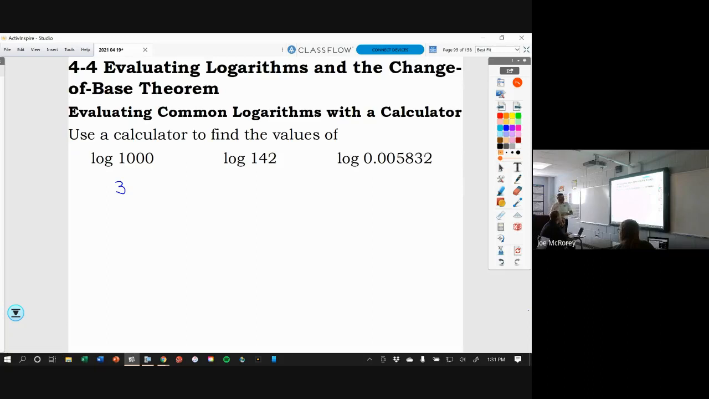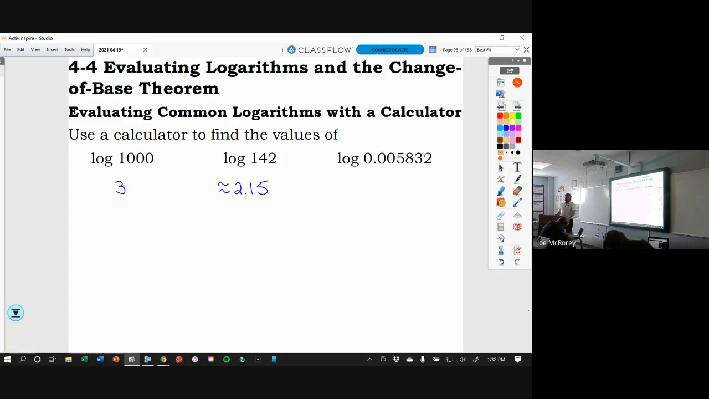Okay, so I know that 10 squared is 100. I know that 10 cubed is 1,000. So the log of 142 is probably close to 2. So if you type log 142 and press enter, what do you get? 2.1522888344. So log of 142 is about 2.15. Approximately, because it's approximate.